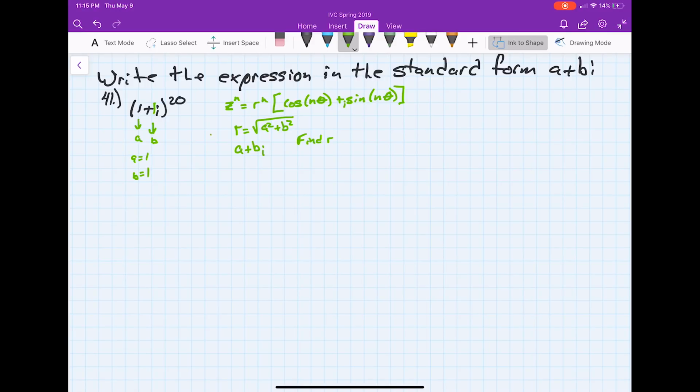So we can find the radius by using this formula. So r is equal to the square root of 1 squared plus 1 squared. Now, 1 squared plus 1 squared is 2, so the radius is equal to the square root of 2. There you go. Now we have one part of this equation. Now our n is this 20 here, so n is equal to 20.